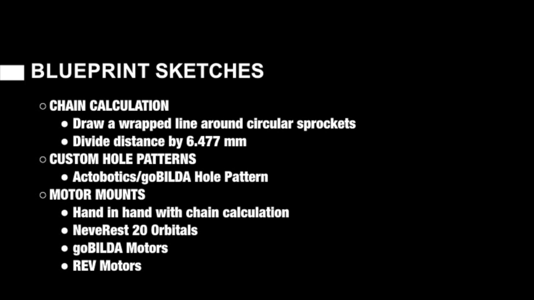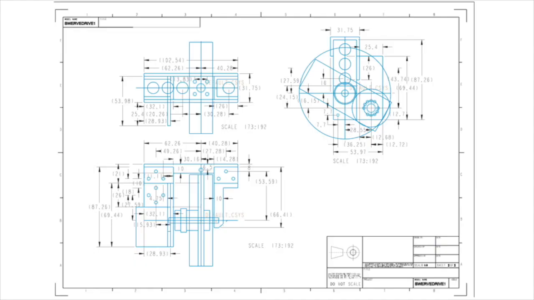Next, you can create custom hole patterns such as Actobotics, GoBuilda hole patterns, or you can even create your own patterns. Motor mounts are big ones because they go hand in hand with chain calculations, and you can use the motor mounts with the GoBuilda series motors, Rev series motors, and DeMark series motors, or any other motors that you might use in FTC, such as Matrix or Tetrix. If you look over here, this is an example of a motor mount that we designed in CAD. This is an example of a two-dimensional sketch or drawing as you see in CAD that we talked about earlier.